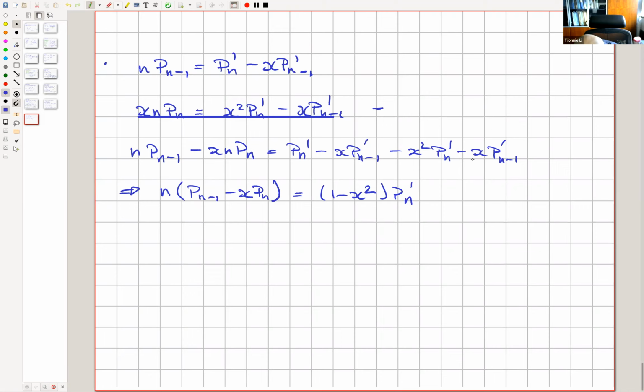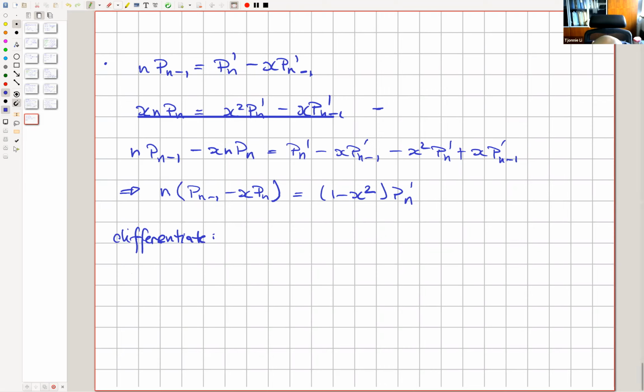Right? These two terms, oops, this should be plus. Okay, so these two terms, the second one and the fourth one, cancel, and I get this one left. Okay, we're almost there. So now differentiate this one with respect to x.